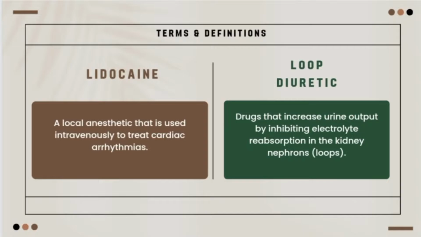Now let's move on to loop diuretic. It is a drug that increases urine output by inhibiting electrolyte reabsorption in the kidney nephrons or loops. They are primarily used in medicine to treat hypertension, often due to congestive heart failure or chronic kidney disease. The most commonly used loop diuretic drugs are furosemide, bumetanide, and torsemide.